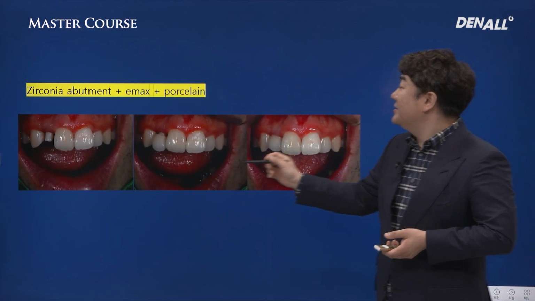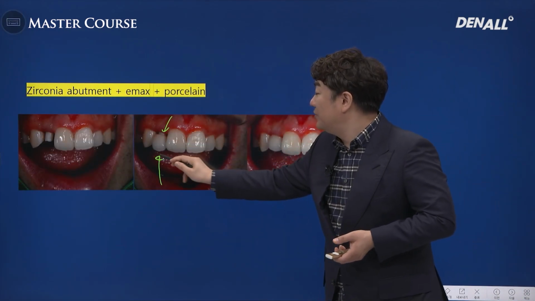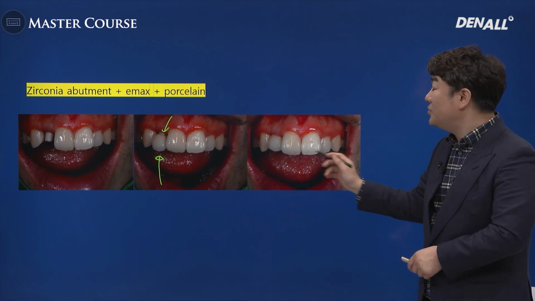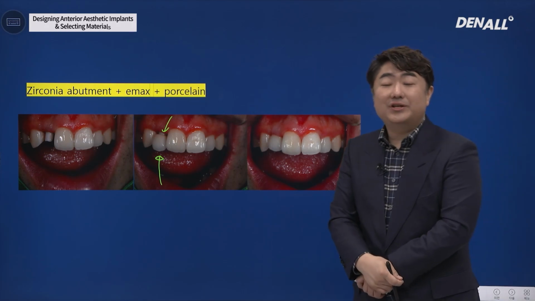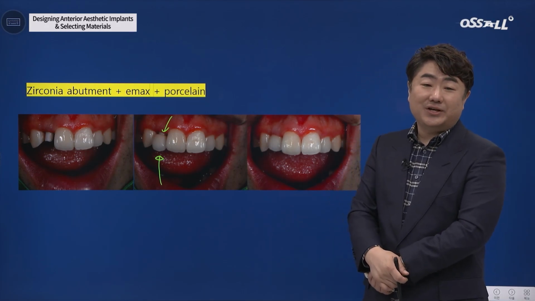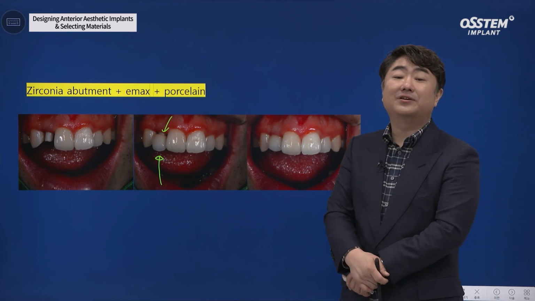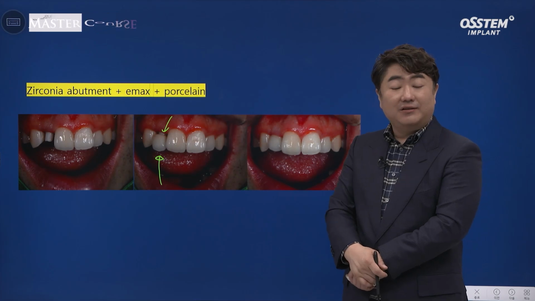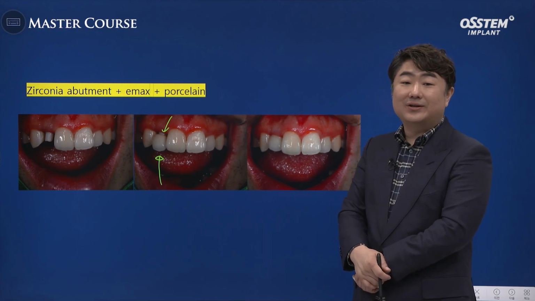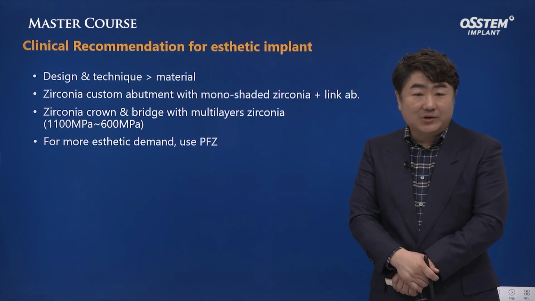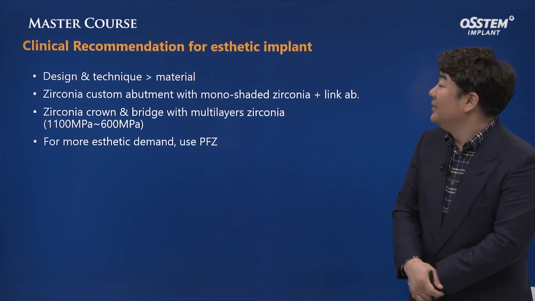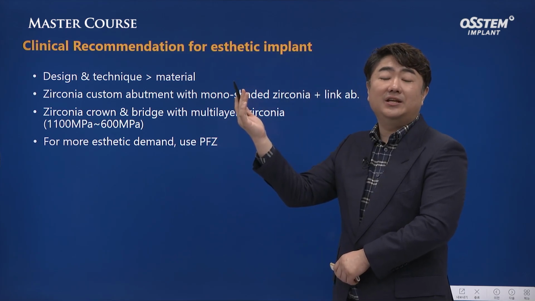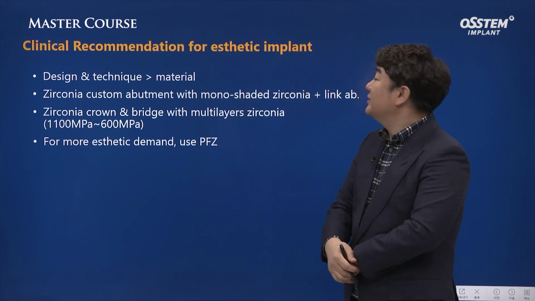Emax crown has been added on top of a zirconia abutment. It's quite aesthetic. In my opinion, you can get similar results using monolithic zirconia. As for implant crowns, I don't think you need to use Emax necessarily. To give you a clinical recommendation: more so than the material itself, we need to have a good understanding of the case. We need to position the implant accurately, and we need to have a thorough understanding of the design.